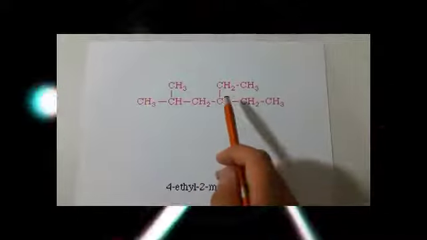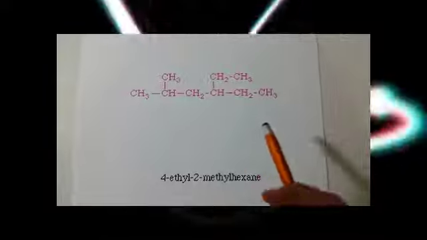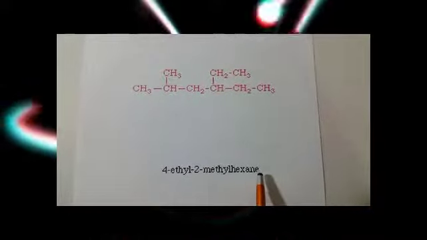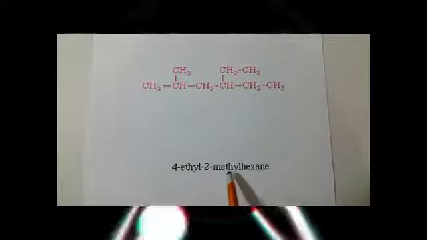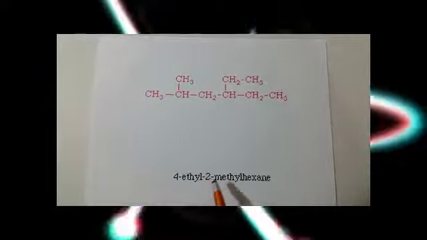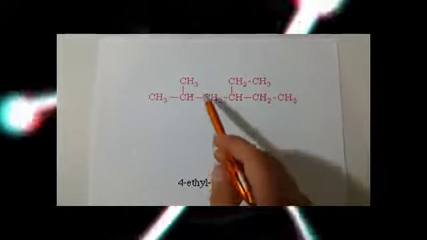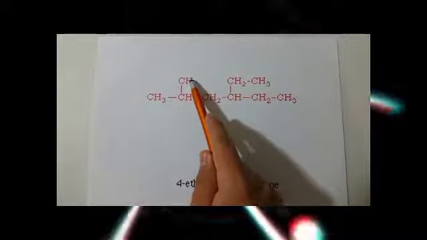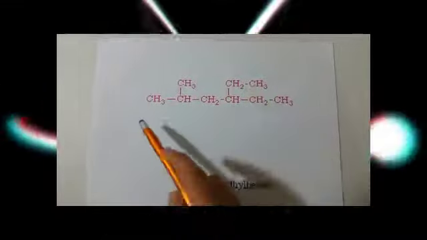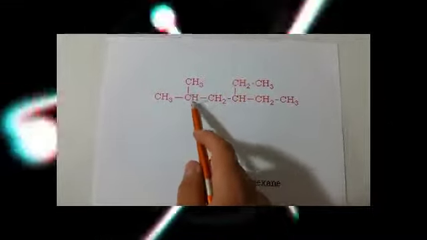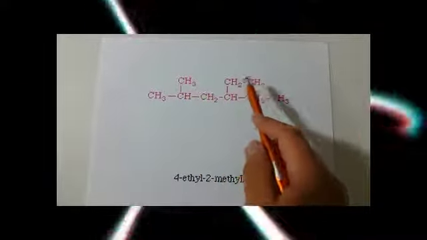So it's 1, 2, 3, 4, 5, 6. So we have 6 carbons. The name of 6 carbons in alkanes is hexane, and it has a suffix of -ane. Good. Now we need the location of the side chains. We have here side chains. This is called methyl and this is ethyl. So, 1, 2: in position 2 we have methyl, and in position 4 we have ethyl.